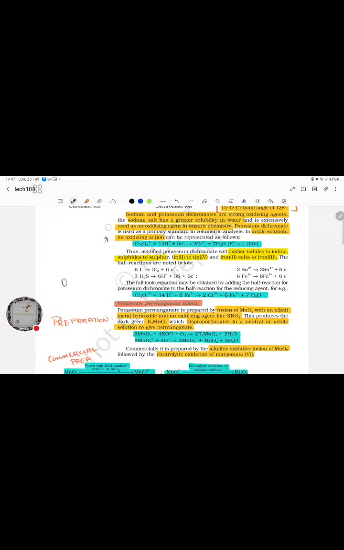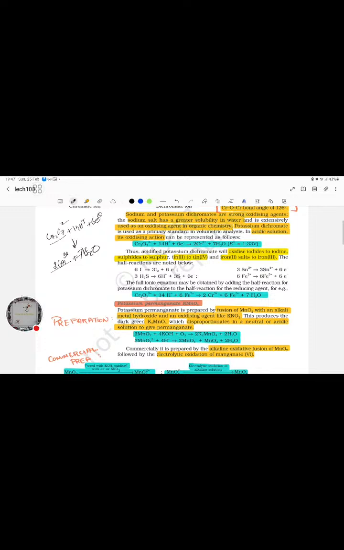Okay, so we are given a reaction. Basically we have dichromate in acidic medium which, upon abstraction of 6 electrons, leads to the formation of 2Cr3+ and 7 moles of water. That is, it has been reduced, and the reduction potential turns out to be 1.33 volts. Thus this acidified potassium dichromate will oxidize iodides to iodine.